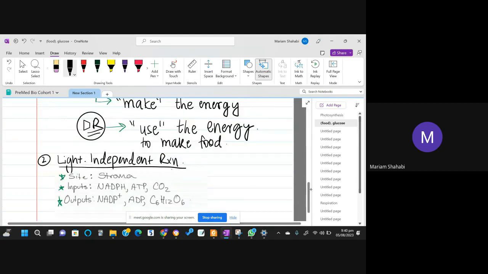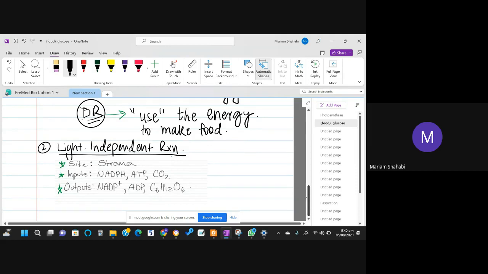And the light independent reaction, also known as the dark reaction, simply uses the energy we harnessed in the light reaction, in the form of ATP, to make glucose. That's what we're doing. So again, what are the inputs in the light independent reaction? You have NADPH and ATP. NADPH was formed in the light reaction, ATP also formed in the light reaction, and CO2 enters only in the light independent reaction; CO2 has no role in the light reaction. CO2 enters later in the Calvin cycle. And the site of the light independent reaction is the stroma.